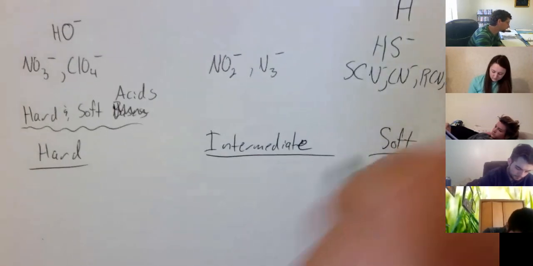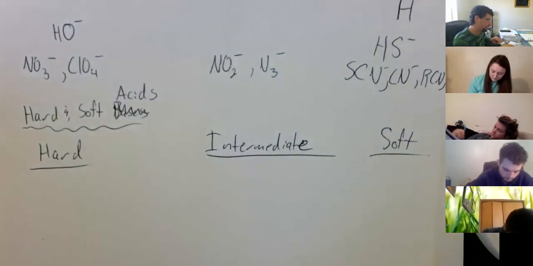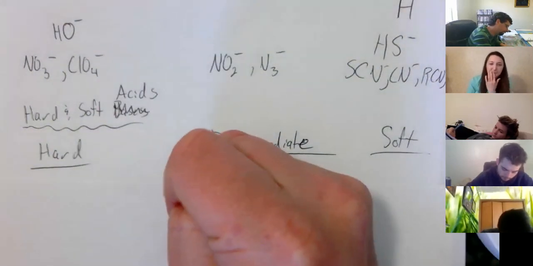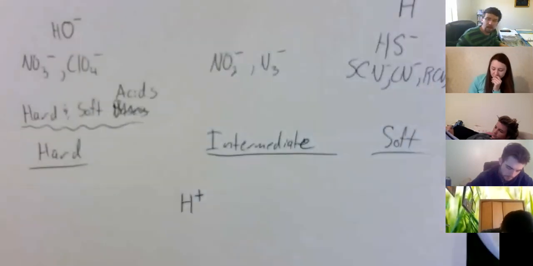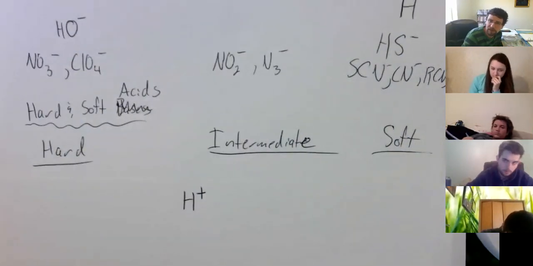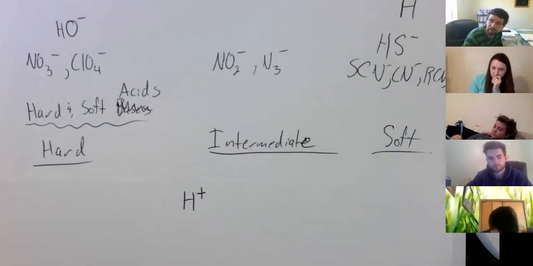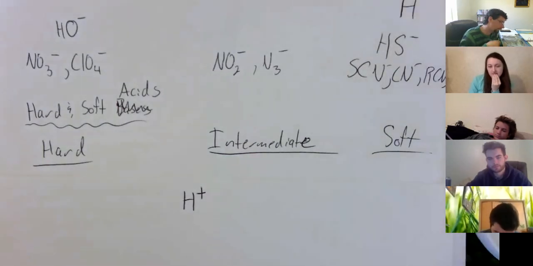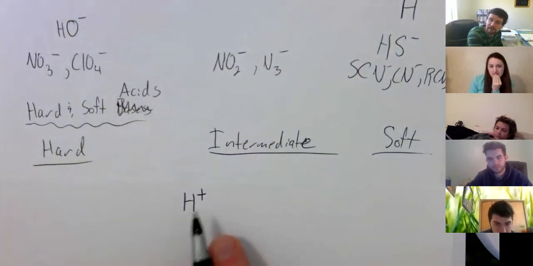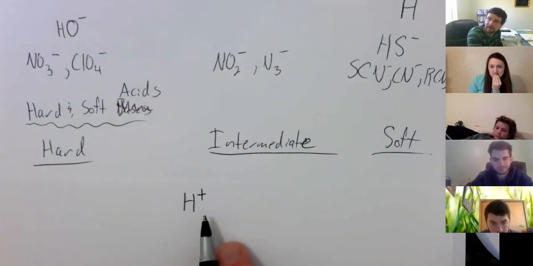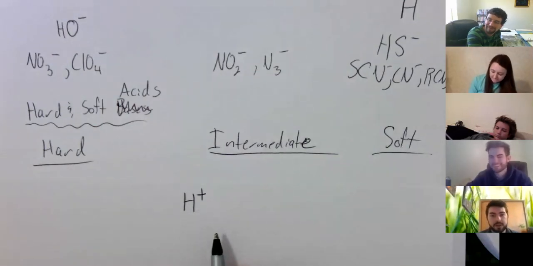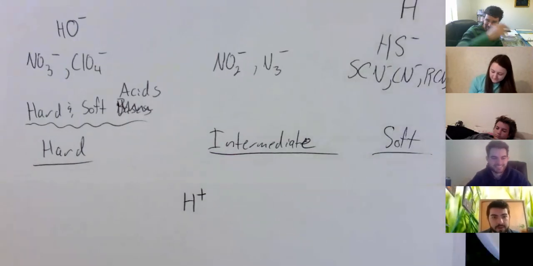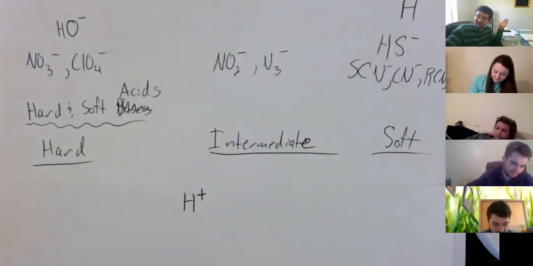And soft. Okay. So now for this one, H plus. Where do you think that's going to lie in the spectrum? It's going to be very hard. Yep, very hard. Why is this one of the hardest acids? Well, because it does not really have any electron density, so it can't really be polarized. Yeah, exactly. It doesn't have any electron density, can't be polarized. This guy's hard.